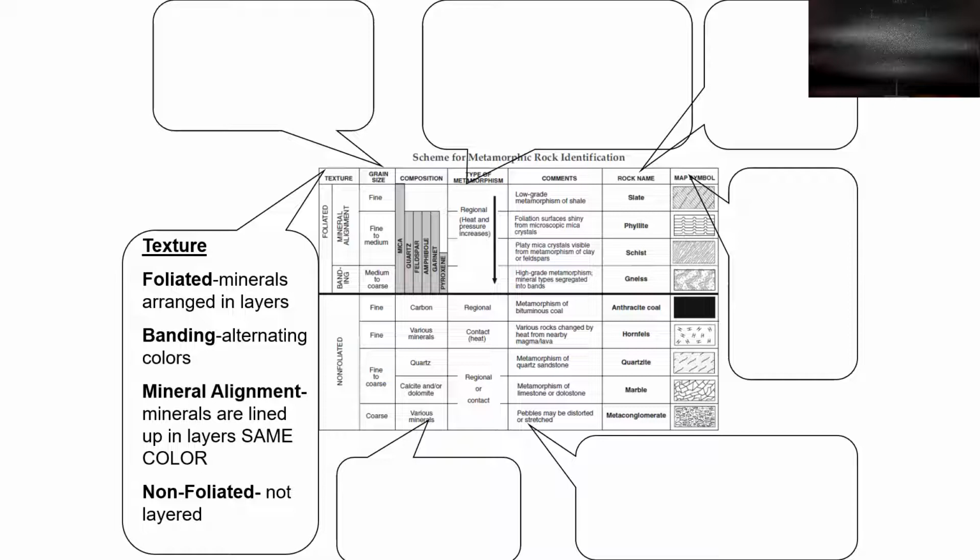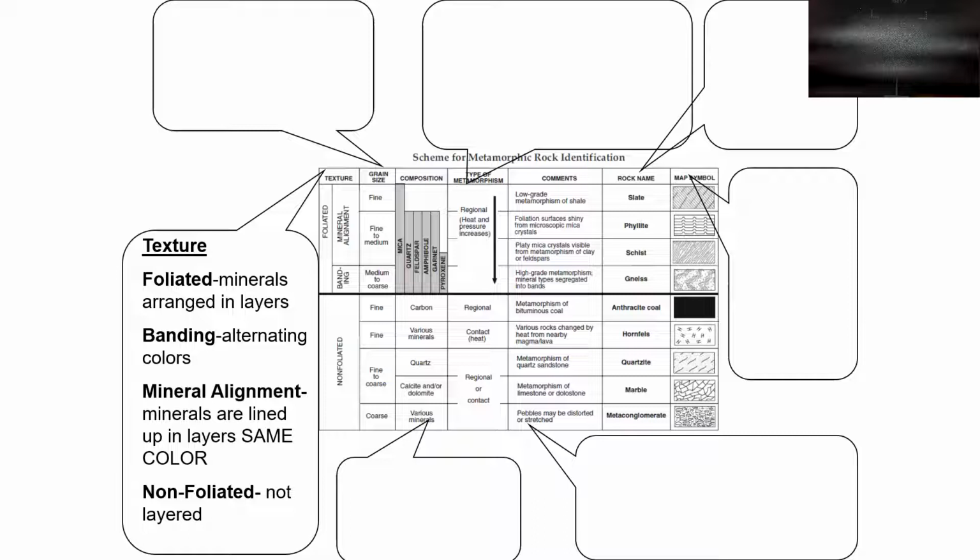All right, so I kind of want to show you what these mean. So again, we have the top half of the chart is all foliated. So this whole section, so slate, phyllite, schist, and gneiss are all foliated. So in general, that means they have layers. So foliated means layers. All 5 of these will have layers.